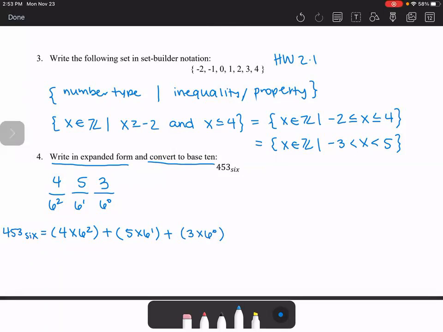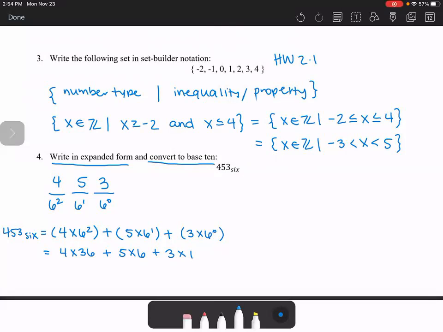The reason we write these numbers in expanded form when they're in different bases is because then we can just perform these additions and multiplications to find the value in base 10. So this is 4 times 36 plus 5 times 6 plus 3 times, I'm just going to put 6 to the 0 as 1. You'll notice that in this step, I took away the parentheses. I can do that because the order of operations tells us we multiply before we add.